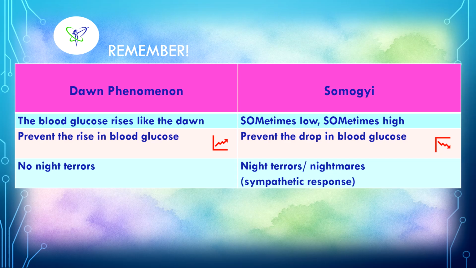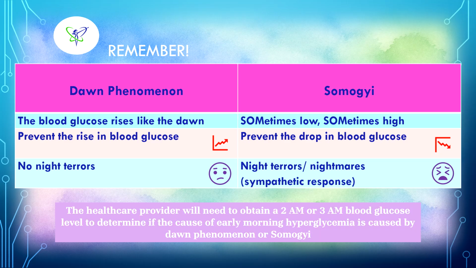With dawn phenomenon, no nightmares, no night terrors because they don't have that adrenergic response. They didn't go low in the middle of the night. Whereas Somogyi's, they may have night terrors or nightmares because they have that sympathetic response. The healthcare provider will need to obtain a 2 or 3 a.m. blood glucose level to determine if the cause of early morning hyperglycemia is caused by dawn phenomenon or Somogyi.